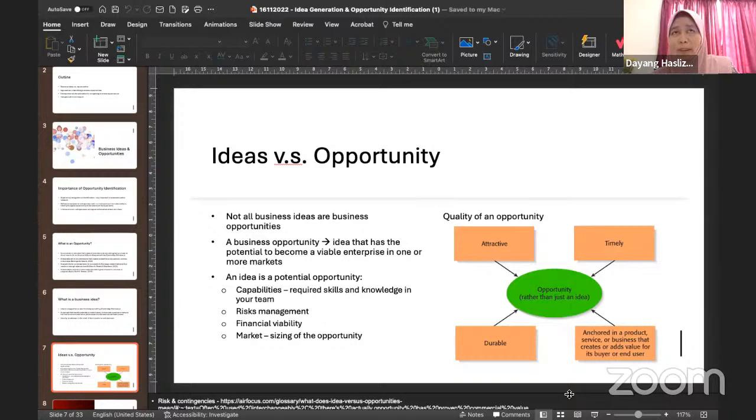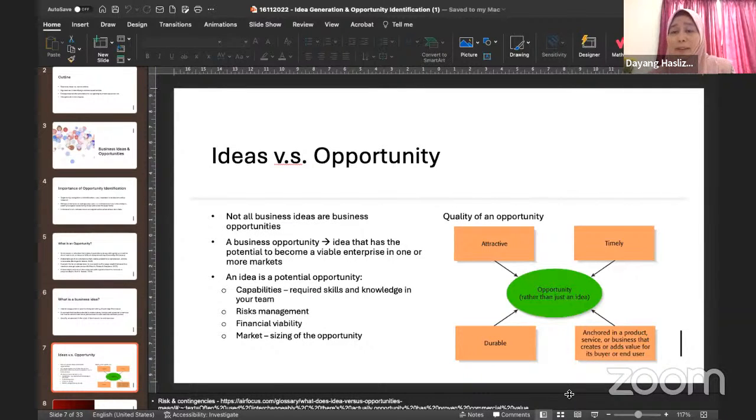My professor used to say an entrepreneur has to be able to size, meaning not only identify and spot an opportunity, but also assess how big and how lucrative it is. Is it too small? Is it too costly, for example? And then seize and grab the opportunity. So in terms of the quality of the opportunities, it has to be attractive.